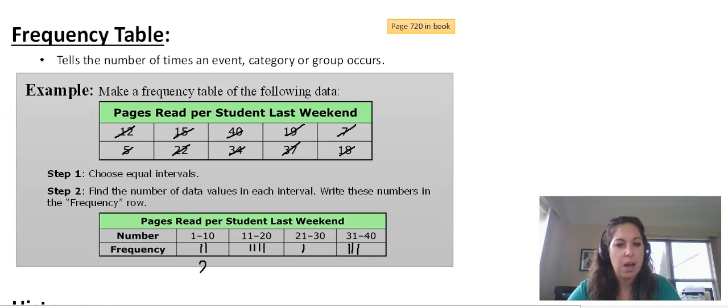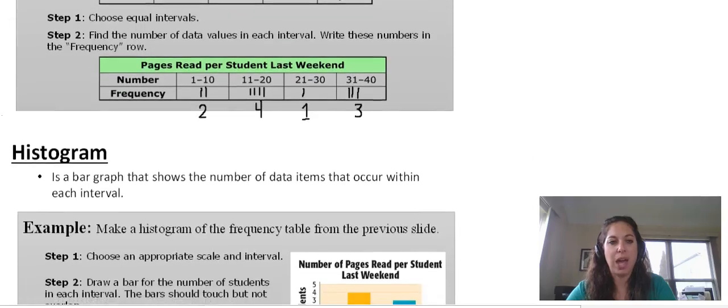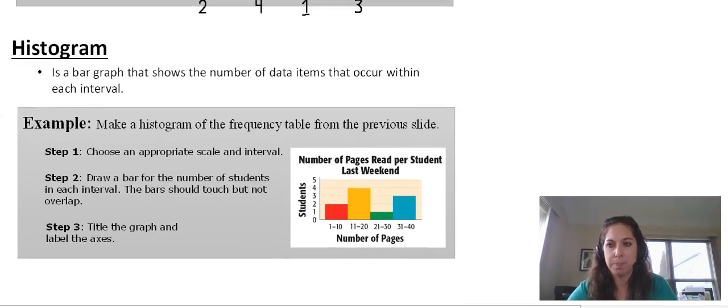So let's see. I had 2 students read between 1 and 10 pages. 4 students read between 11 and 20. 1 student read between 21 and 30. And 3 students read between 31 and 40. I can also tell this is a good set of intervals because I have data in all 4 sets. With this data, I can make a histogram.